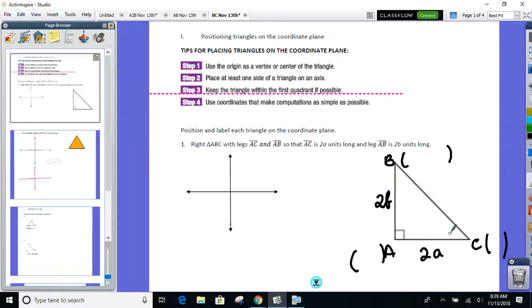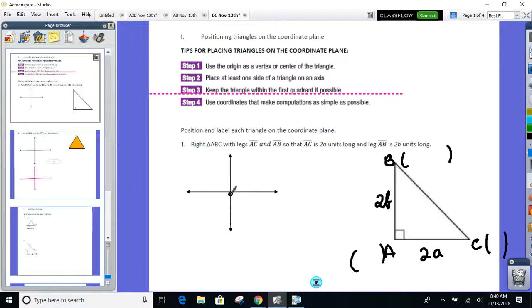Couple tips before we start. First, when you're putting a triangle on the graph, try to have one of the vertices as the origin. You can use 0, 0. Those are the only numbers you can use though. Everything else has to be in terms of variables. Place at least one of the sides on the x-axis. Let's start doing this now.